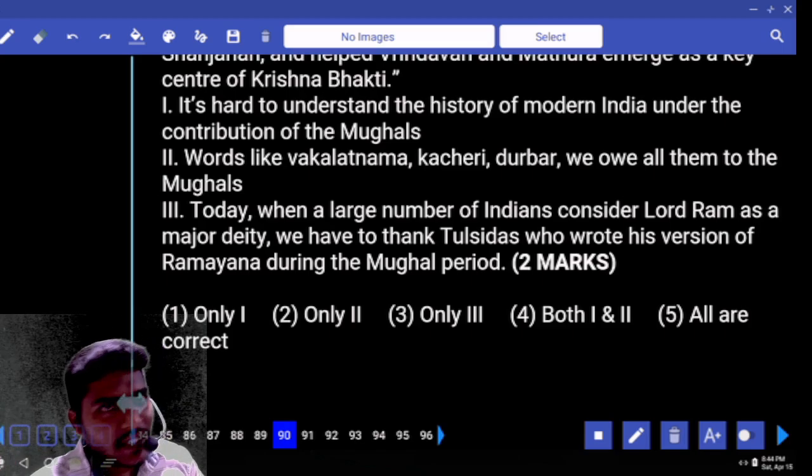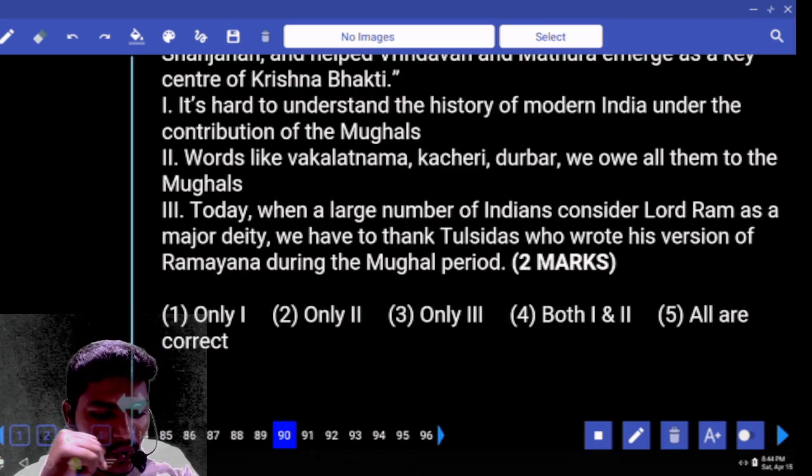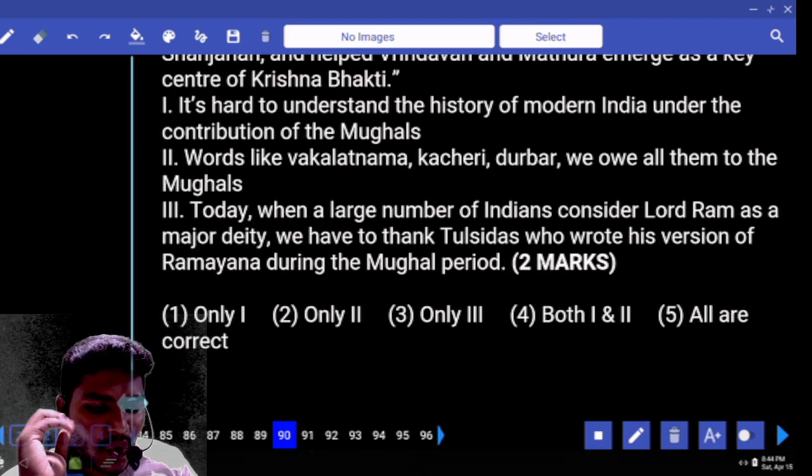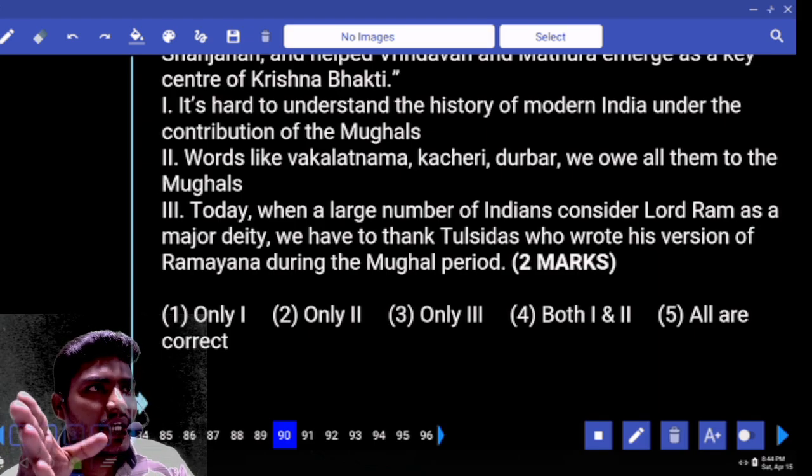All the numbers you can see directly in the options. Next go to 93. What is there in 93? Which of the following are the steps to counter over reliance on China?